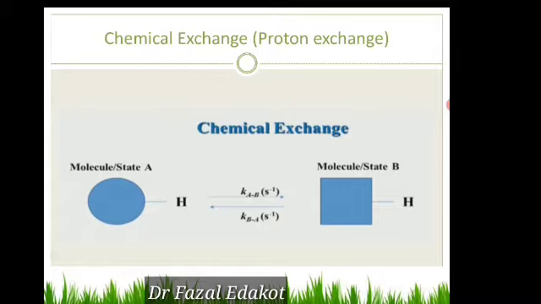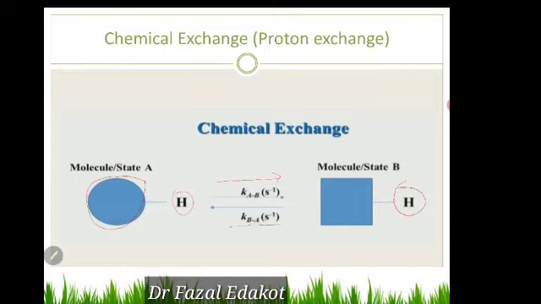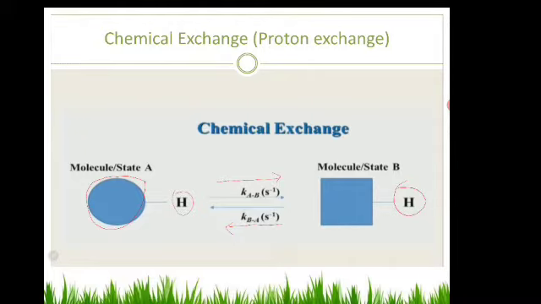Here in the picture you can see a molecule, or it could be called a state A, where a proton is attached, and there is another molecule in a state B, or a different molecule, where a proton is attached. What is going to happen is there is a dynamic exchange between state A and state B, or a dynamic equilibrium between the proton in state A and the proton in state B. This process is called forward exchange, and this process is called backward exchange. So, chemical exchange is the exchange of a proton between different molecules or between different states.